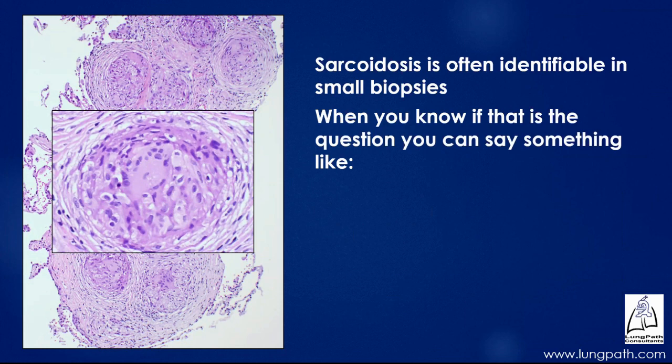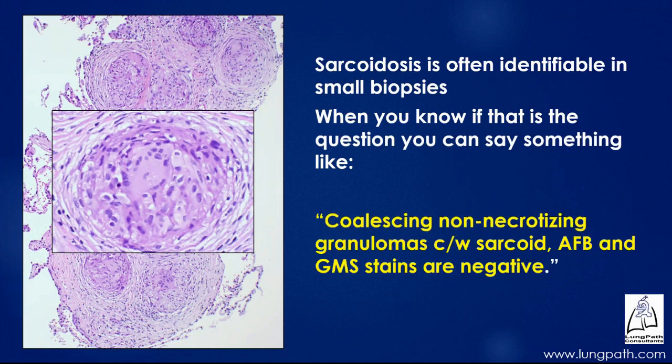When you know the clinical question, you can say something like this, as you see here. Of course, you're going to do your immunostains. Technically, this could be some other granuloma that's processed, but in the right clinical setting, one can be reasonably confident with a biopsy like that that it's sarcoid. But the key there is in the right clinical setting, in the right radiologic setting, getting back to that domain of answering all those four issues.